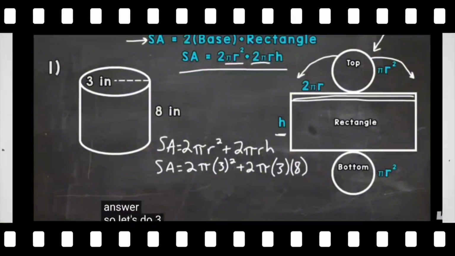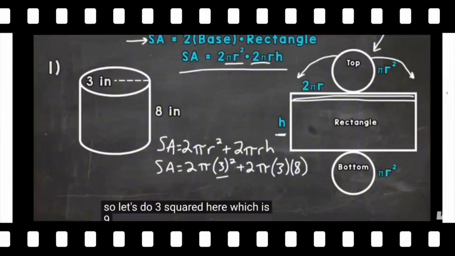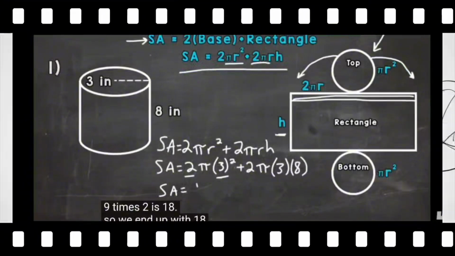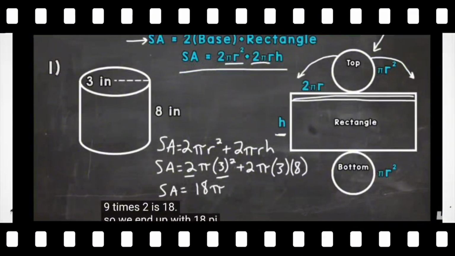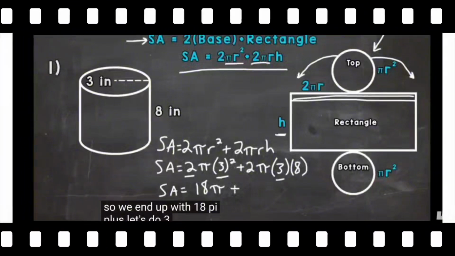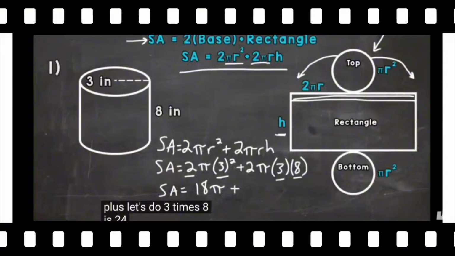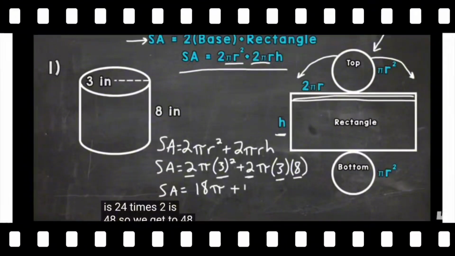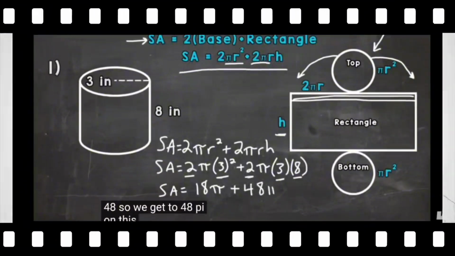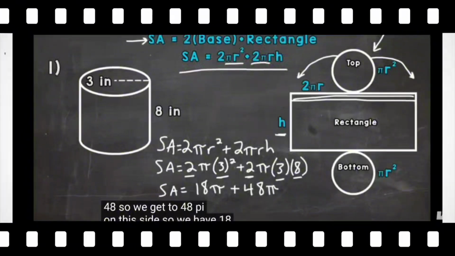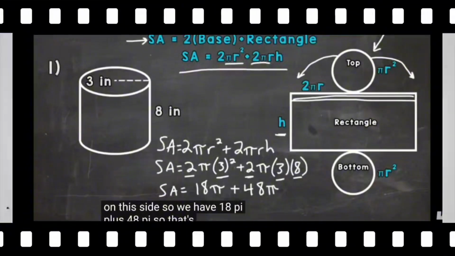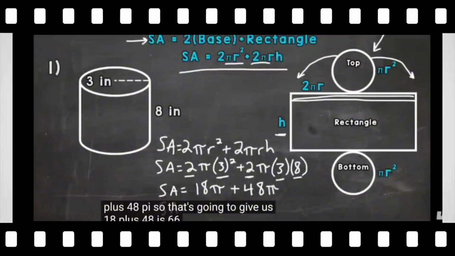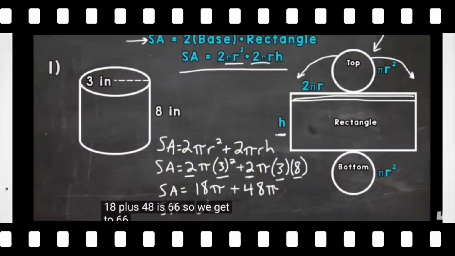So let's do 3 squared here, which is 9, times 2 is 18, so we end up with 18 pi, plus, let's do 3 times 8 is 24, times 2 is 48, so we get to 48 pi on this side. So we have 18 pi plus 48 pi, so that's going to give us 18 plus 48 is 66, so we get to 66 pi.